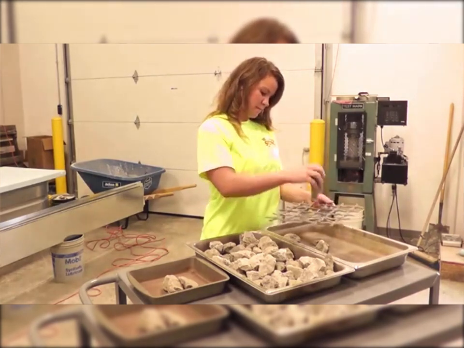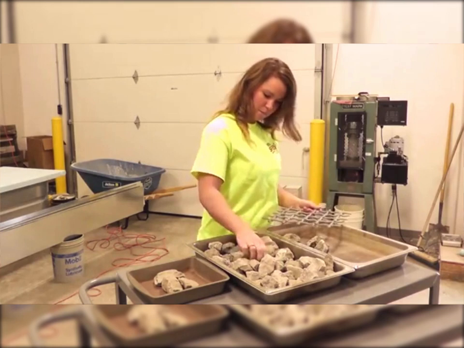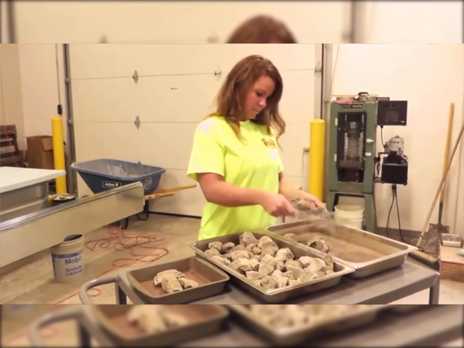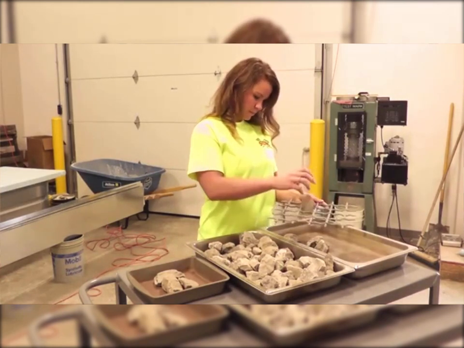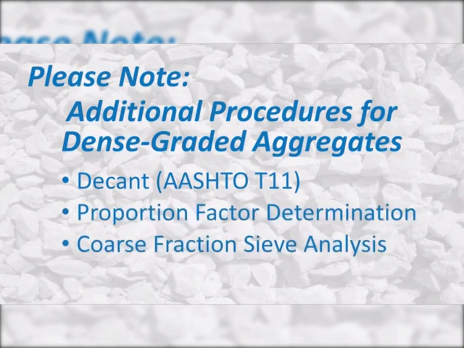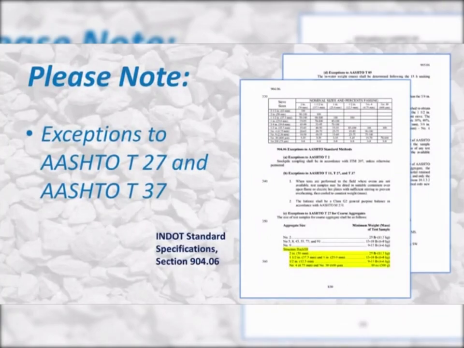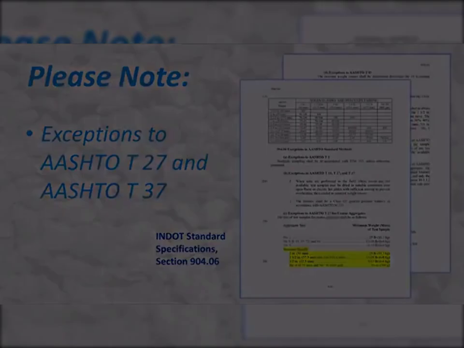Particles larger than 3 inches should be hand sieved. When passing large stones through sieves, do not force the aggregate through the sieve openings. The sieve analysis for dense graded number 43, 53, and number 73 aggregates require some additional steps to this procedure. Exceptions to AASHTO T27 are listed in Section 904.06 of the NDOT Standard Specifications.